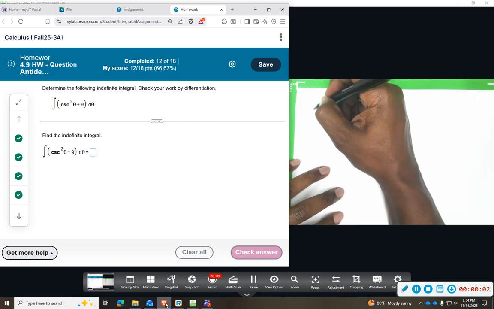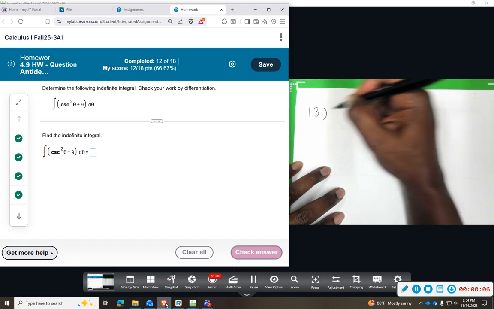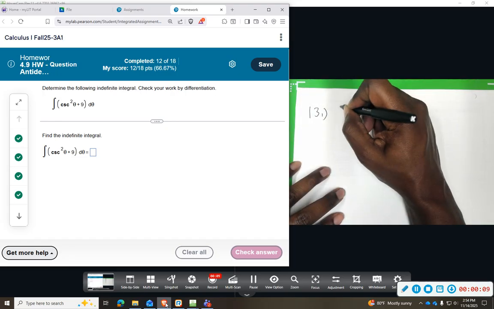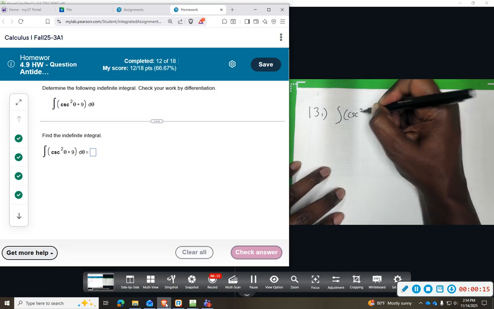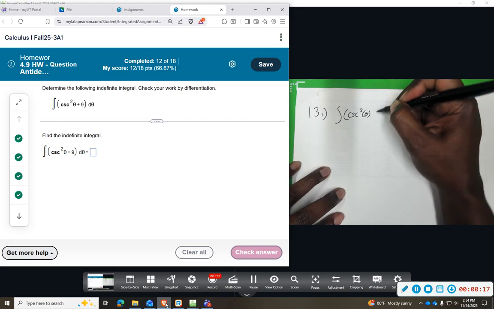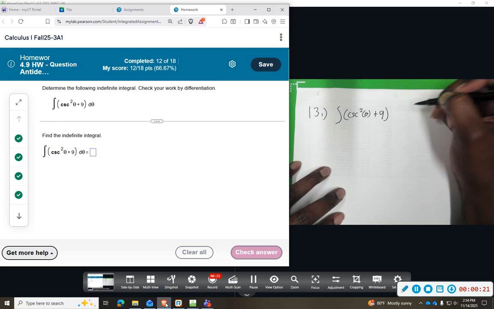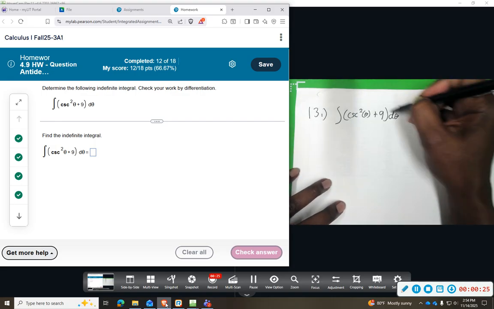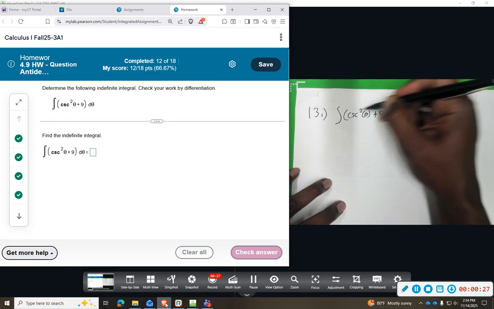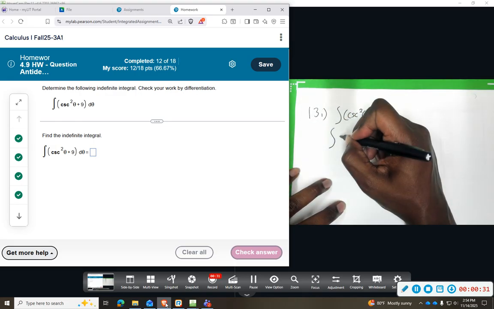All right, number 13. We want to find the antiderivative of cosecant squared theta plus 9 with respect to theta. Since there's no power being raised, I can write these as two separate integrals, antiderivatives.